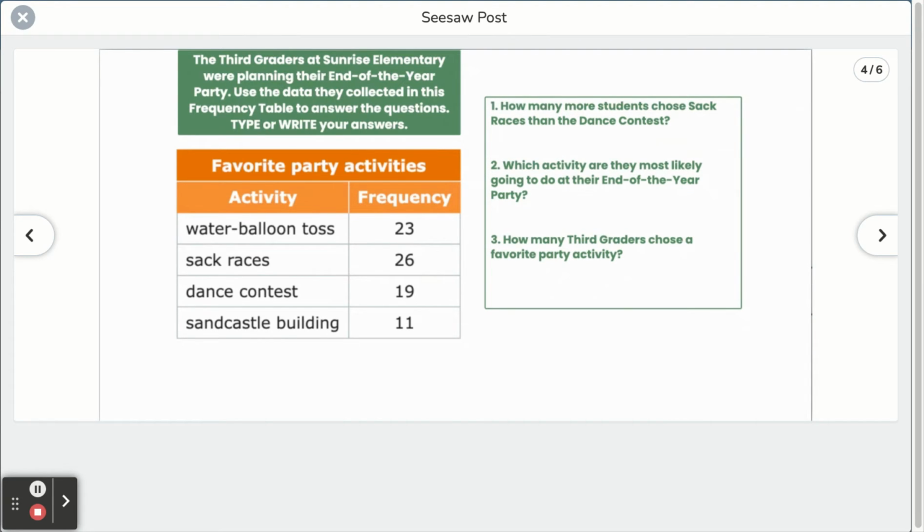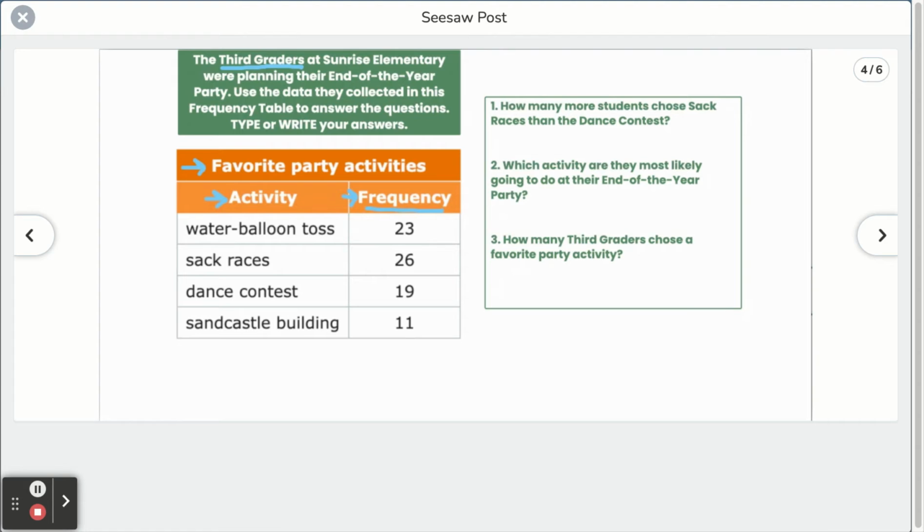So we can see that the title says favorite party activities. We have the label activity and we have the label frequency. Frequency for this data is representing our third graders, so the students.